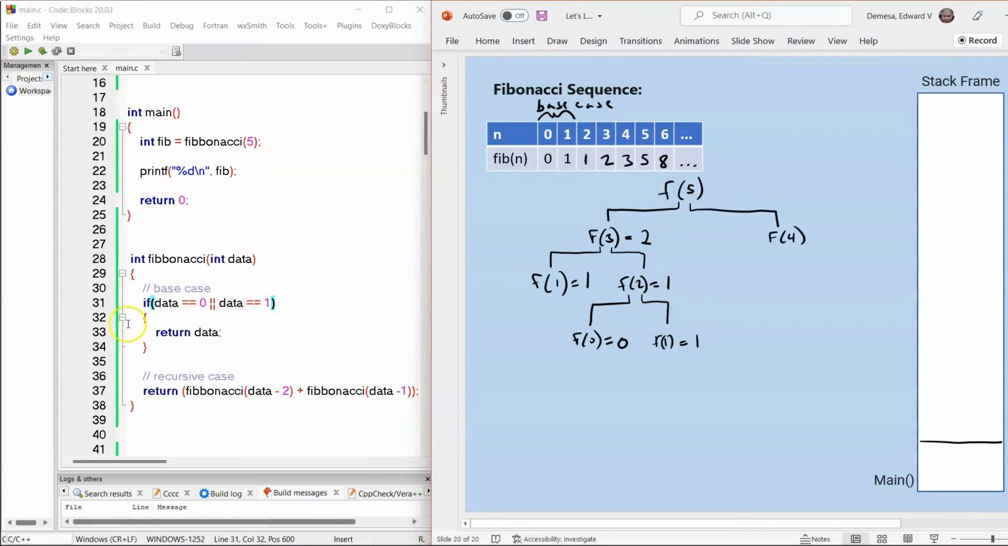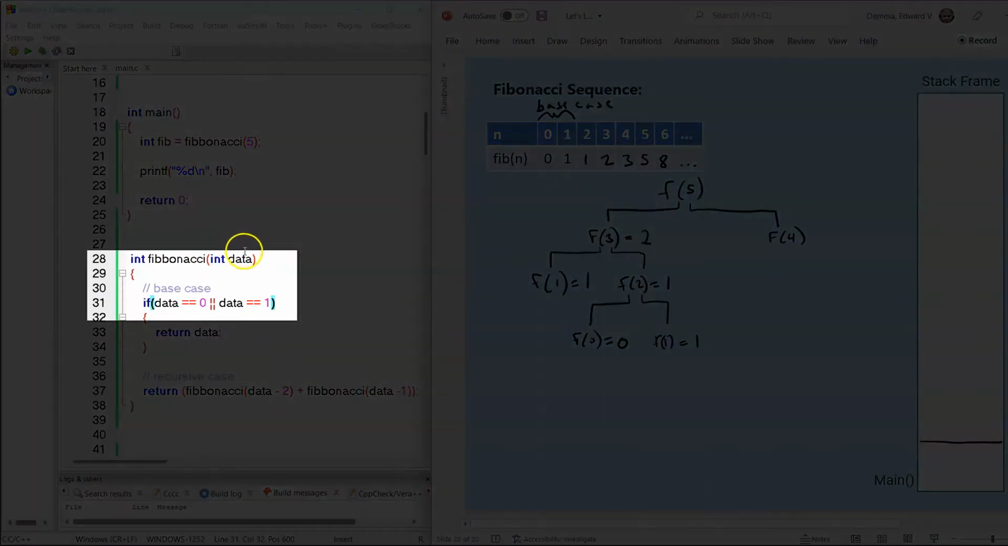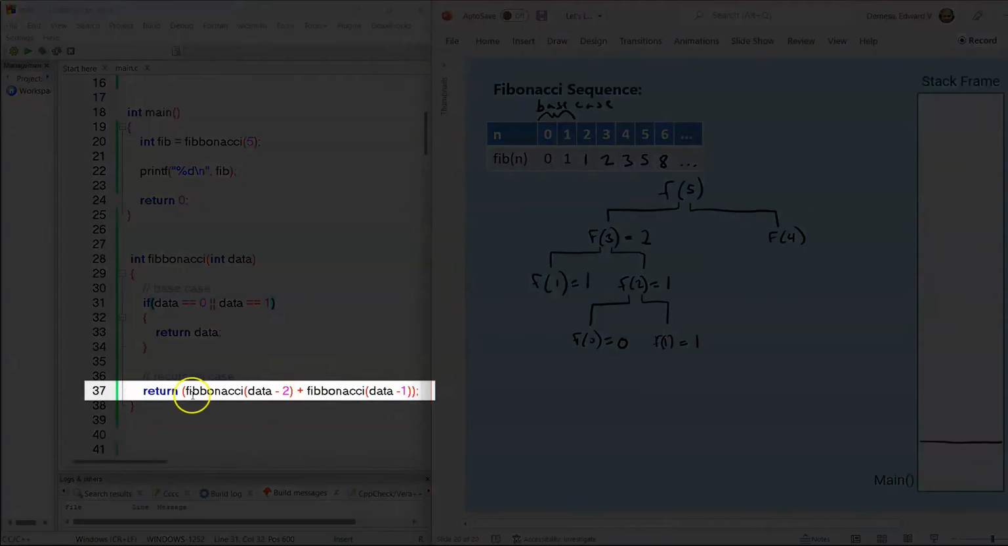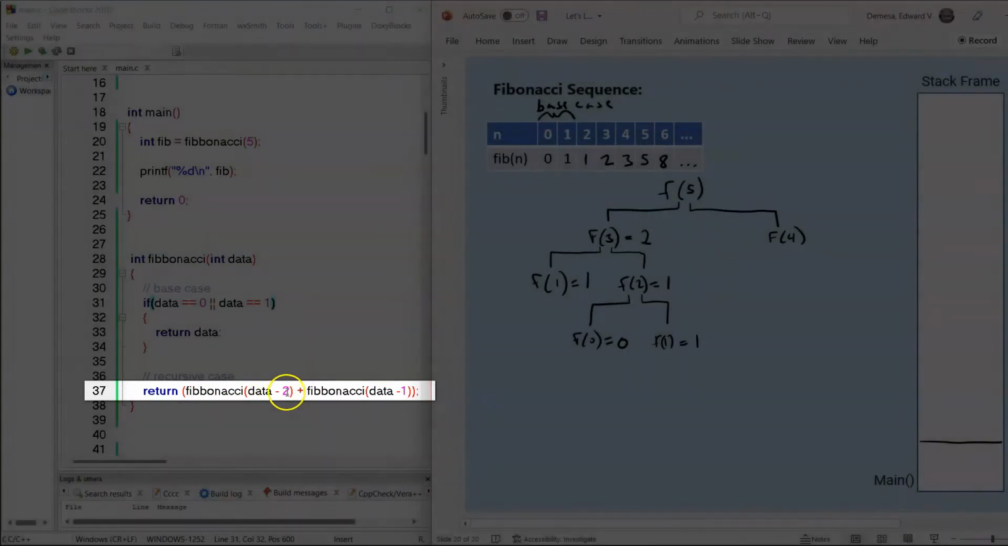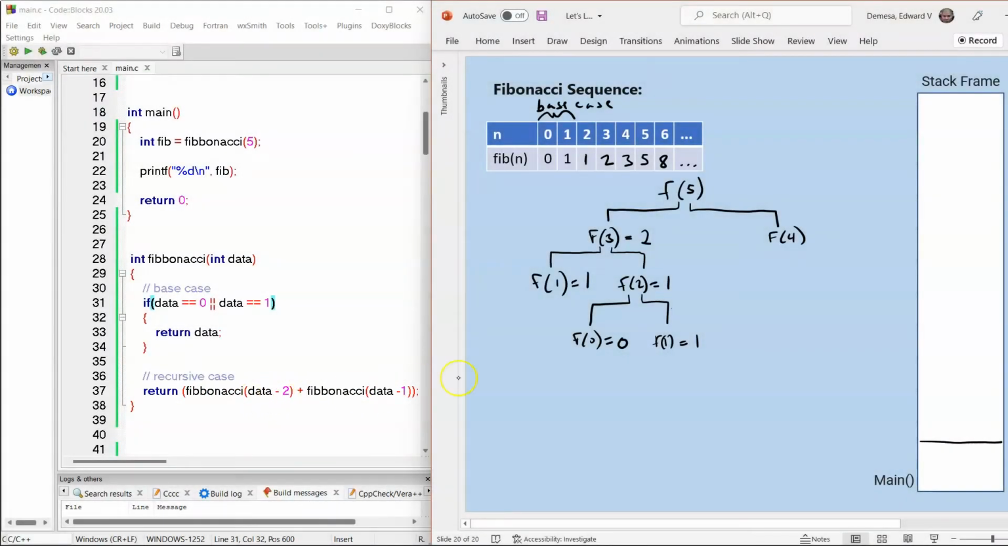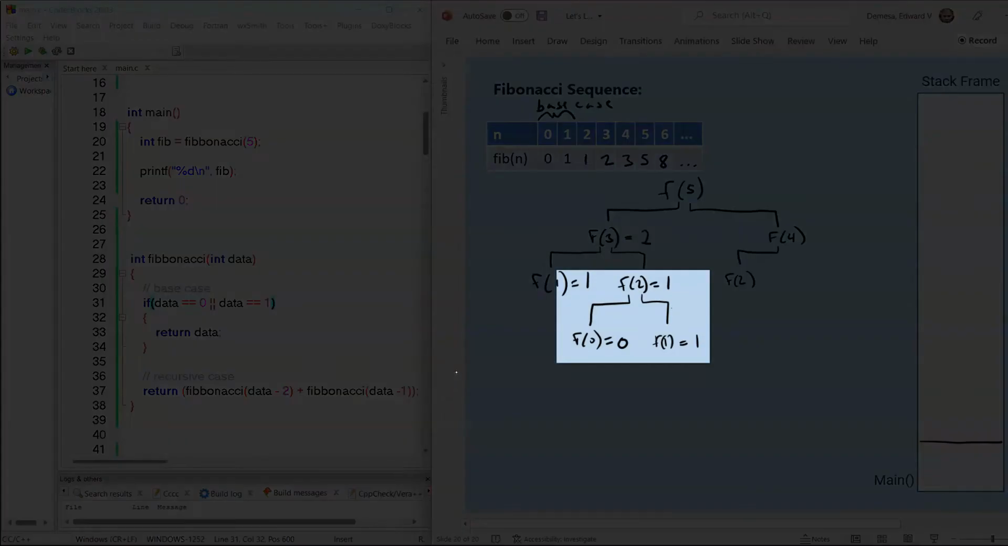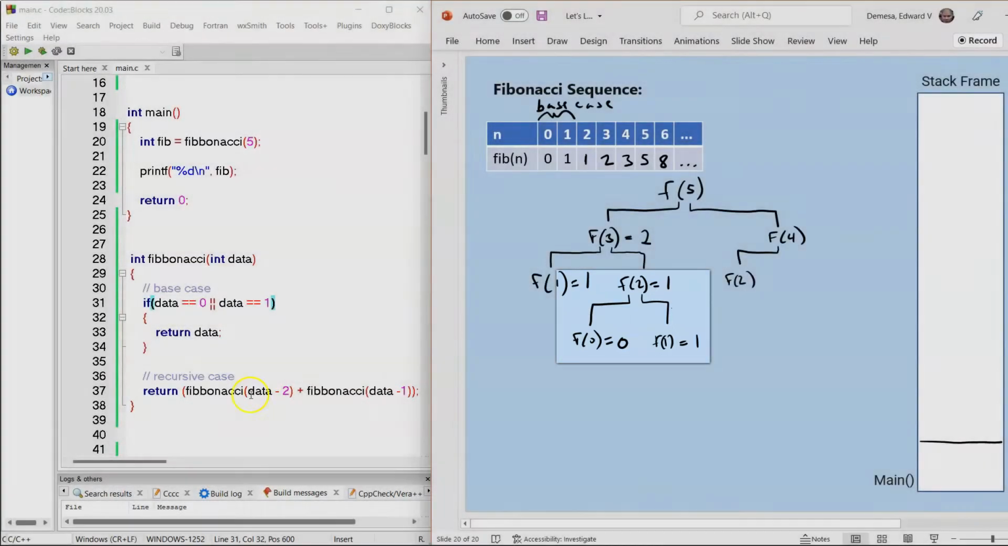The compiler then jumps to line 28 and it enters the function, and on line 31 it checks, is 4 equal to 0 or equal to 1? The answer is no, so the compiler jumps to line 37. F of 4 then calls its first function, 4 minus 2, which gives us f of 2. Well, we know that f of 2 looks like this, but for tutorial purposes, we'll go ahead and keep going and expand it.